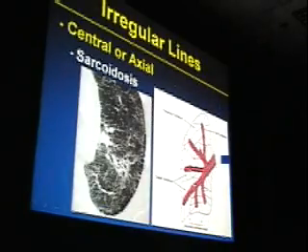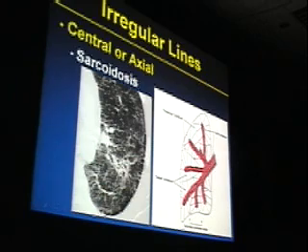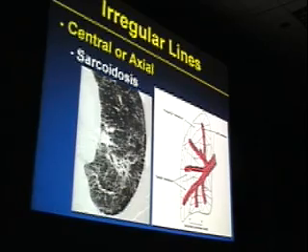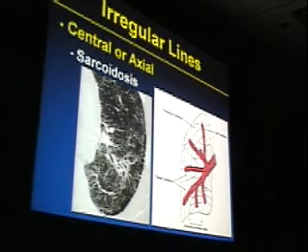Notice also that the distribution here favors the central or axial component of the interstitium. It's clustered along bronchovascular bundles, as you see here. In this case, this is a case of sarcoidosis. And when I see irregular lines in a perihilar, peribronchovascular distribution, typically mid and upper lung zones, the most likely diagnosis is going to be sarcoidosis.